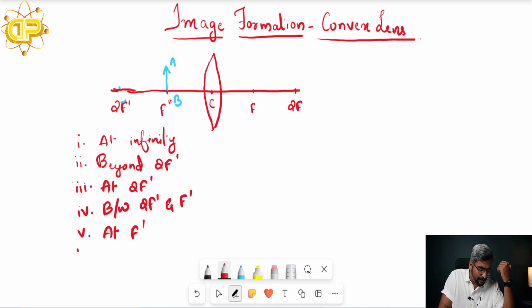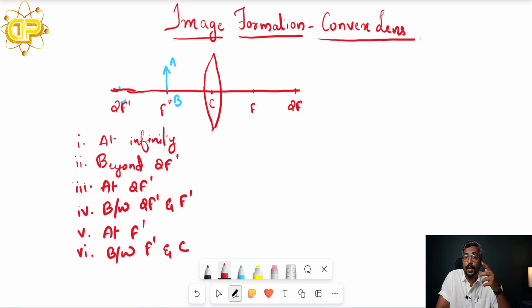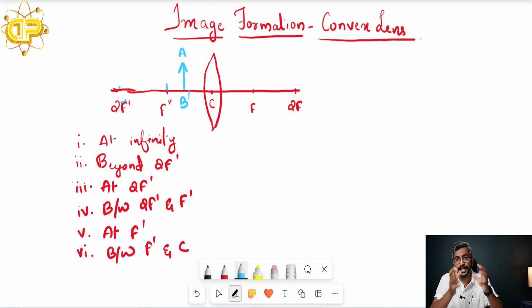The last case, that is the sixth case, is if I place the object between f dash and the optical center C. Where will I obtain the image? So by studying all these 6 cases, we'll understand the basics of image formation by convex lens, and then we'll study the 2 cases of concave lens in the next class. So let us dive in one by one, straight to the point without wasting time.